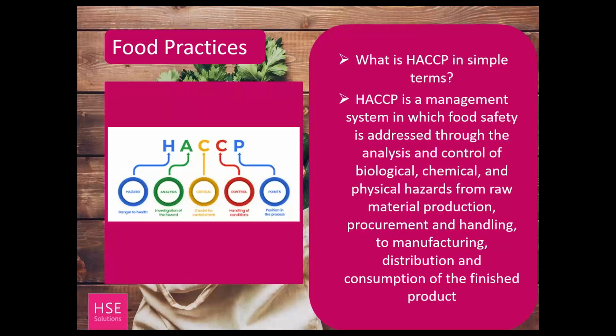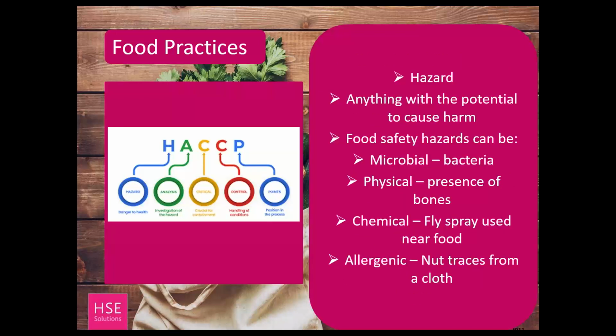HACCP is a management system in which food safety is addressed through the analysis of biological, chemical, and physical hazards from raw material production, procurement, and handling. It's kind of cradle to grave of food safety, from where it's come from until it arrives at your table, and the final consumption of the finished product.